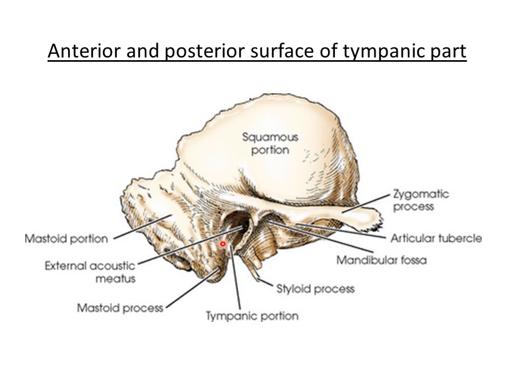Whereas the posterior surface forms part of the posterior wall of the external acoustic meatus. See this opening outside? This is the external acoustic meatus, and the posterior surface of the tympanic part forms certain parts of the posterior wall of the external acoustic meatus.